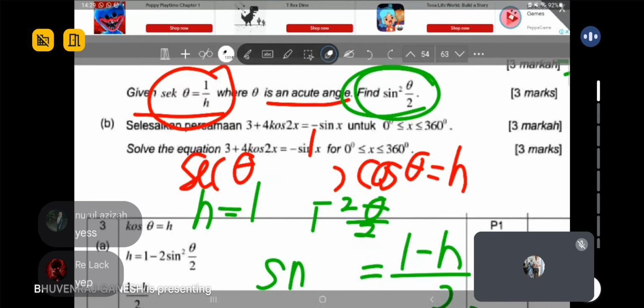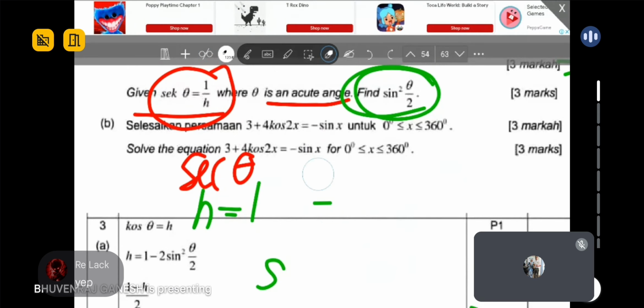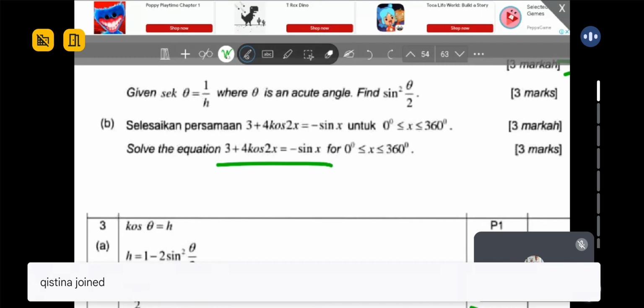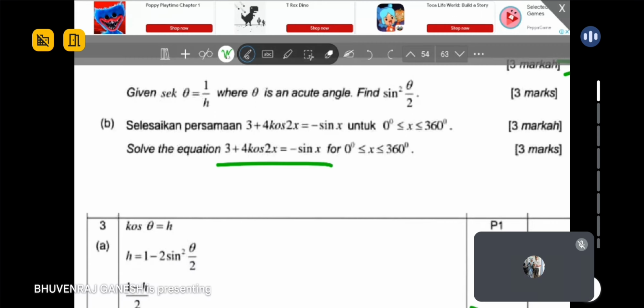Okay, soalan 3B. Question 3B, you must solve trigo equation. So guys, can we solve an equation with cos 2x and also sin x? Yes or no? Adakah kita boleh selesaikan persamaan kalau dia gabung cos dengan sin? Okay, very good. Tak boleh kan? So you need to make sure your equation only has one term. Kena ada satu ungkapan sahaja persamaan.